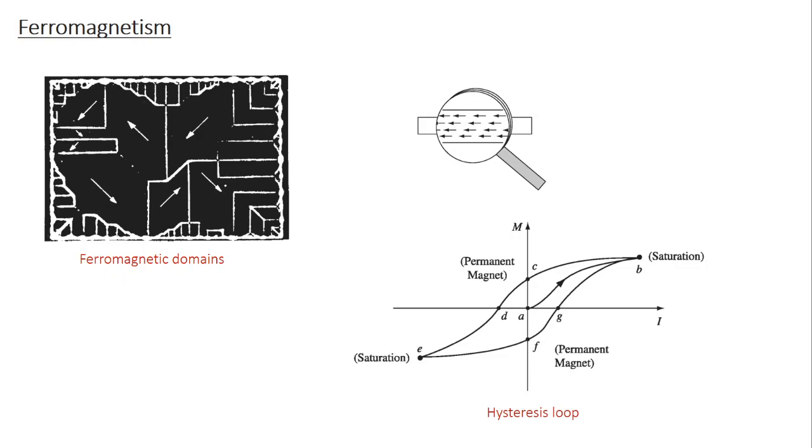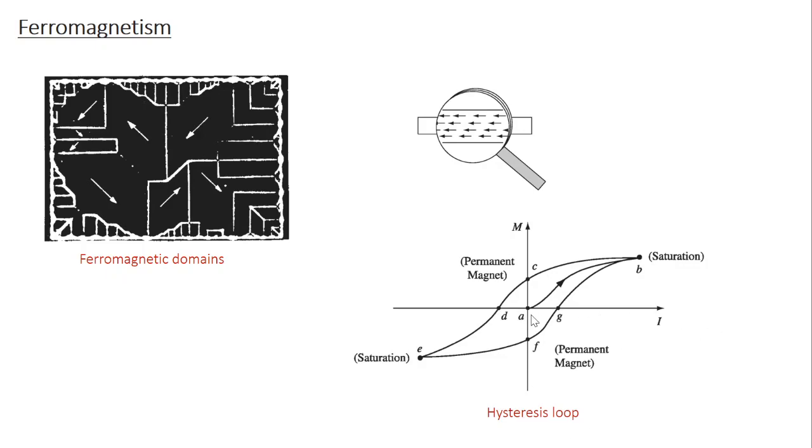Now, if you want to study the ferromagnetic property of a material, you can take a coil and pass current through it. It generates a magnetic field. Inside the coil, you place the ferromagnet. Now you can measure the magnetization of the material as a function of current or the applied field. This plot is known as a hysteresis plot or hysteresis loop.